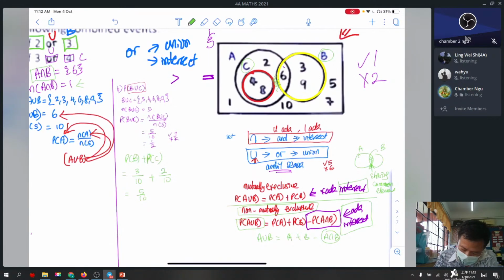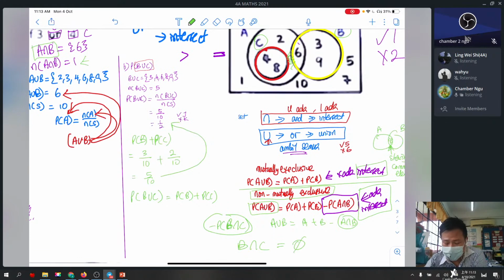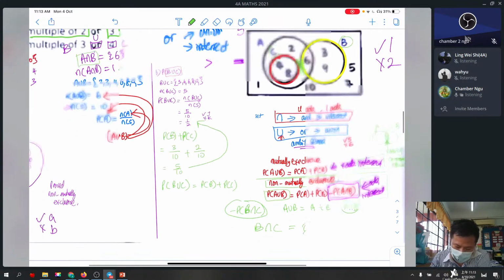Oh, 5 over 10, you see? Now this answer is the same as this one, which means the probability of A union C is B plus C. Dia tidak ada tolak B intersect C. Why tidak ada? Sebab you see B intersect C adalah kosong, tidak ada elemen. They do not have intersect. So dia tidak perlulah tolak. Boleh faham?